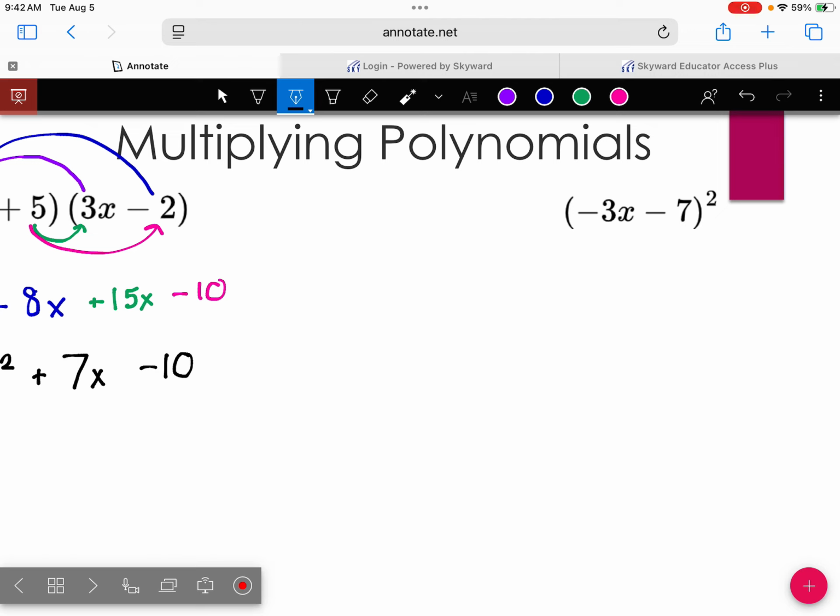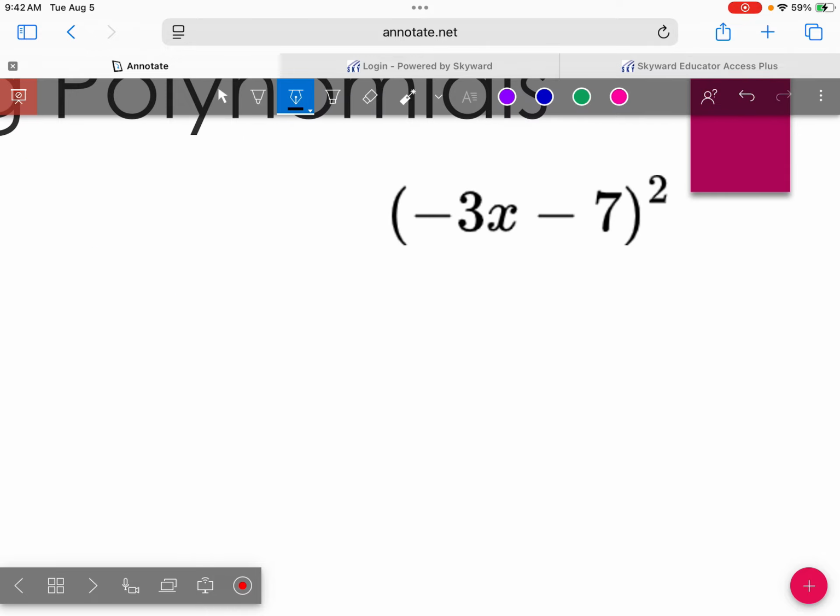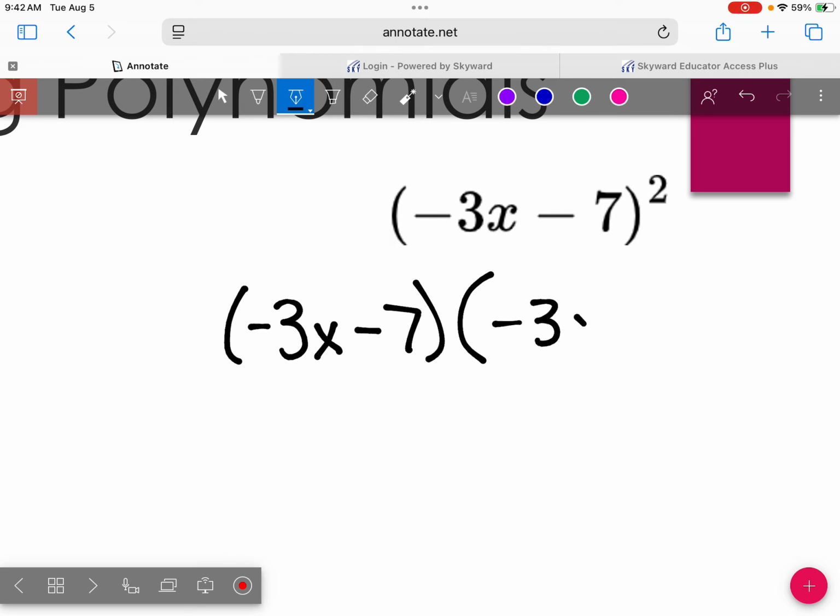Let's think about this one on the right, because honestly, I get a lot of people that make a mistake on this one. Because we will not wind up with a binomial. This is not 9x squared plus 49. Because what it means for it to be squared is to multiply against itself. This is the same thing as minus 3x minus 7 times minus 3x minus 7. Do not tell me it's 9x squared plus 49.